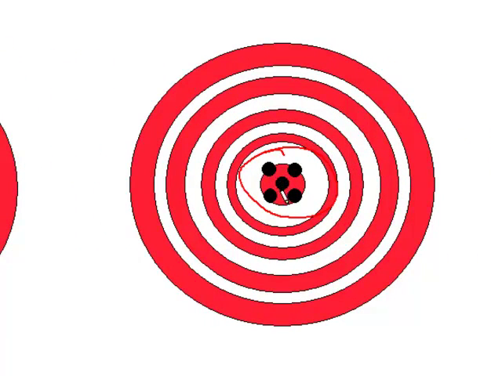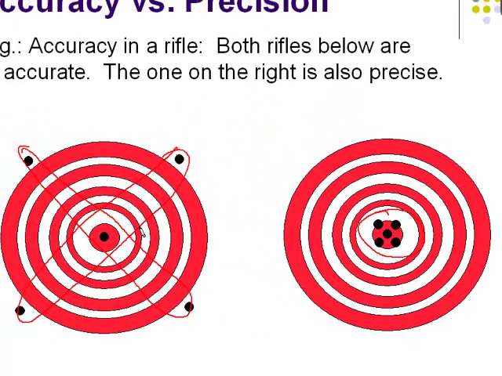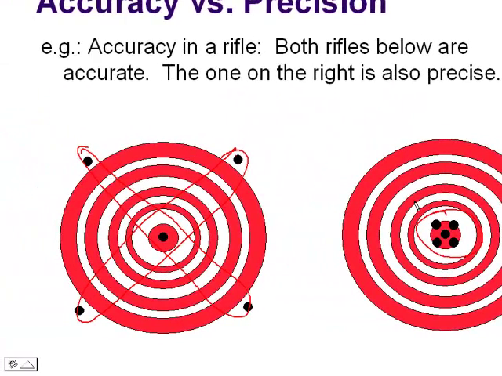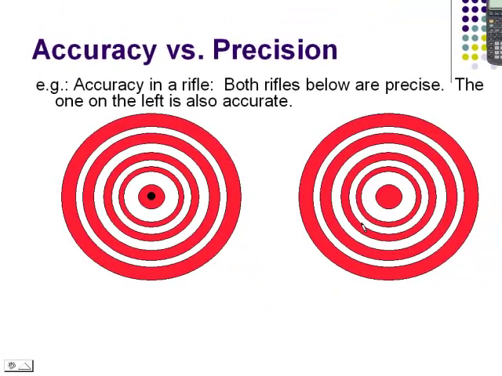This target shows shots that are also precise because they agree with each other. Both of them are on target. This one's not precise. The right hand side is precise.